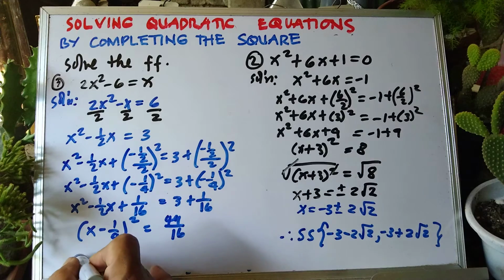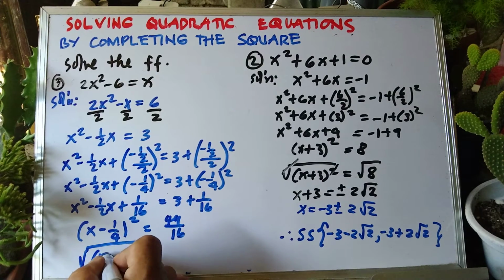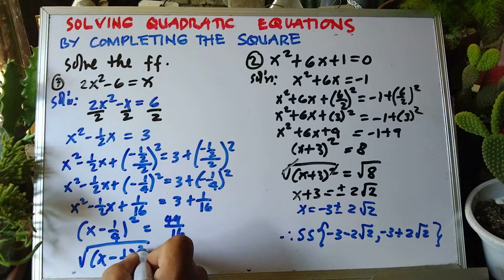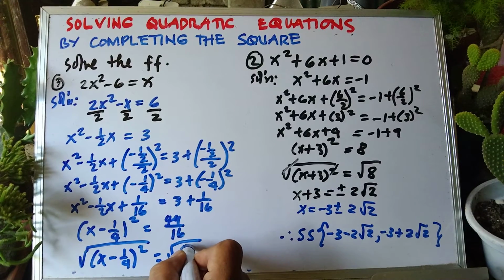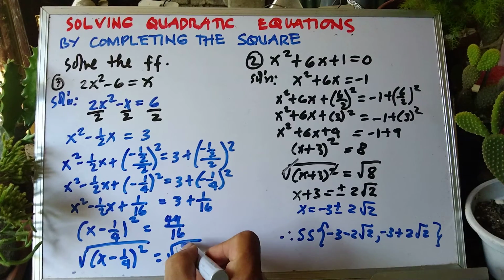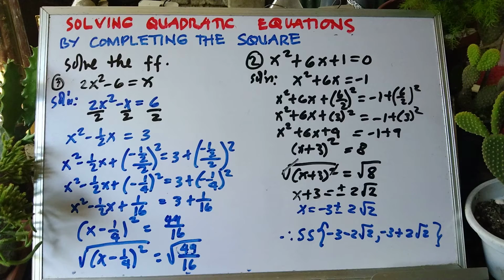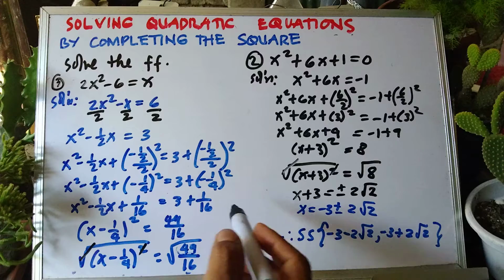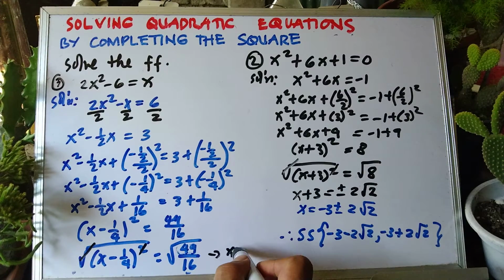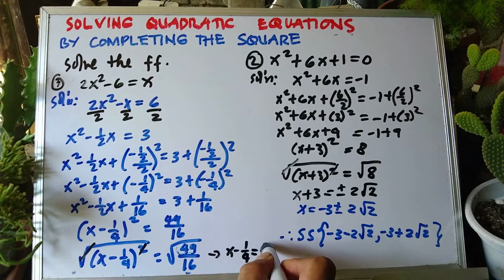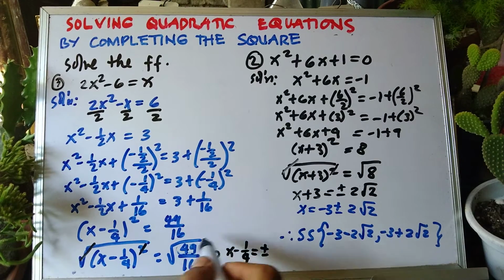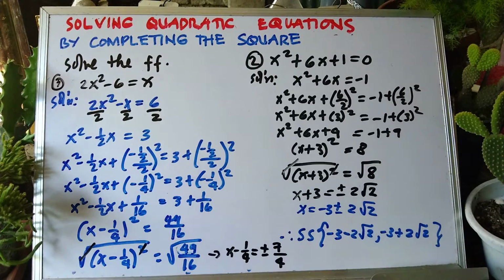We need to solve for x. We take the square root of both sides of the equation. So, x minus 1/4 squared, we take the square root also of the right side of the equation, which is 49 over 16. Okay. What's next? This will cancel. So, you have x minus 1/4 is equal to positive or negative. What is the square root of 49? 7. What is the square root of 16? 4. Okay? So, let's solve for x.